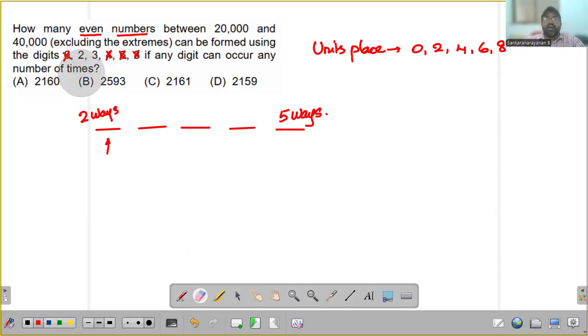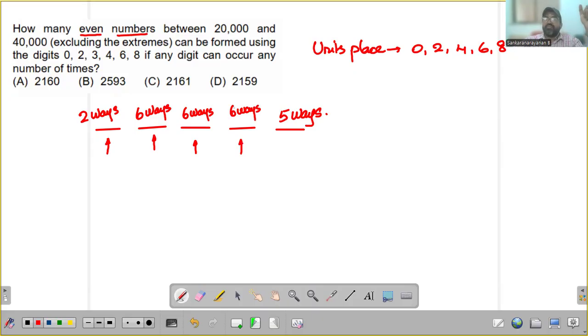Now, let us consider the number of ways I can take care of the thousands position. Thousands position, no condition: 1, 2, 3, 4, 5, 6. All 6 digits are possible because repetition is permitted. So 6 ways. In the same way, the hundreds position can be taken care of in 6 ways, and the tens position also in 6 ways.